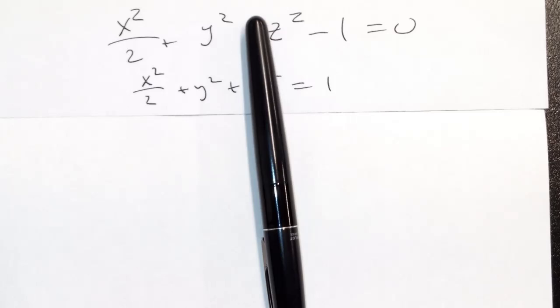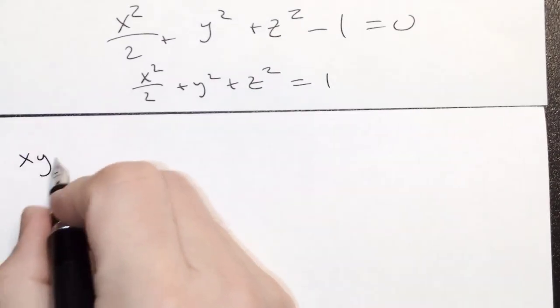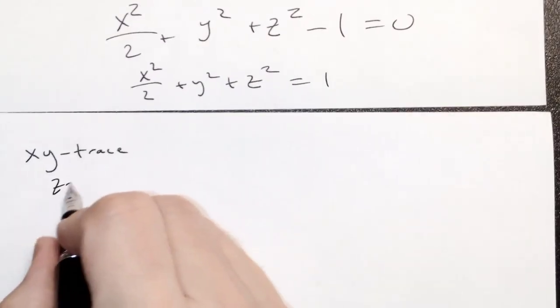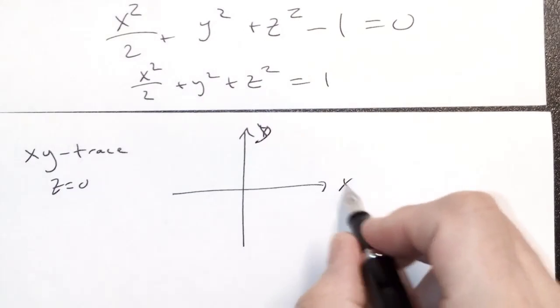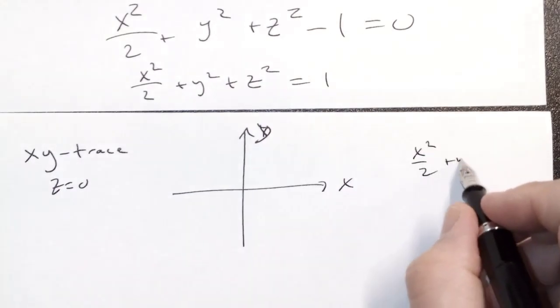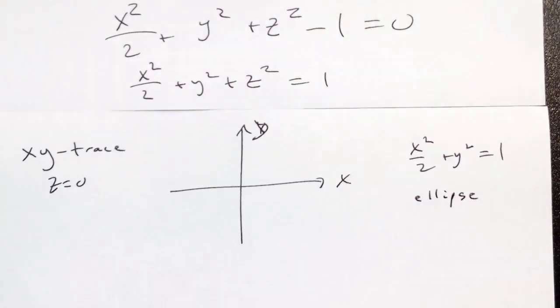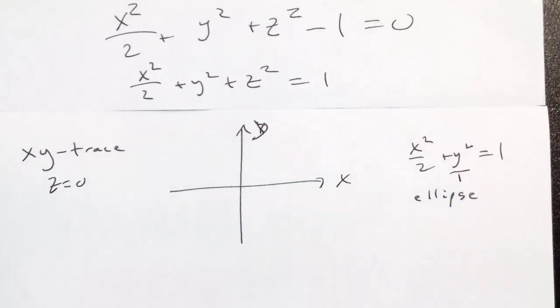Like I cut it right at z equals 0, and the resulting shape is an ellipse. That's the XY trace. We cut it at z equals 0. And when I do that, y up here, x down here, I have x squared over 2 plus y squared equals 1, and that's an ellipse. And I know that that particular ellipse is longer in the x direction than it is in the y direction, because that's x squared over 2, it's y squared over 1, right?